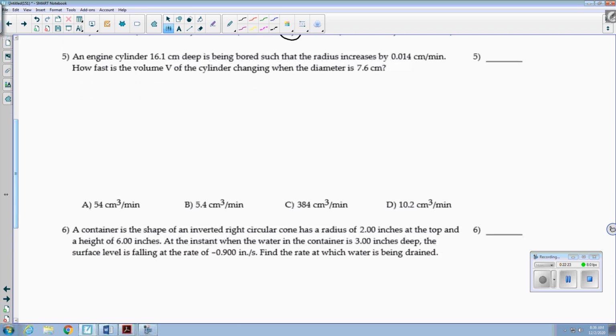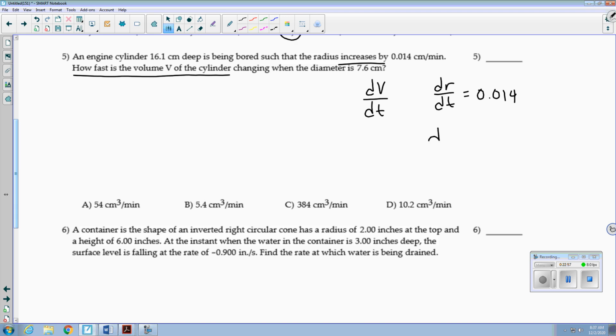An engine cylinder 16.1 centimeters deep is being bored such that the radius increases by 0.014 centimeters per minute. How fast is the volume of the cylinder changing when the diameter is 7.6 centimeters? So we know we're trying to look for dV/dt. We know that the radius increases by 0.014, so the rate of change of the radius is a positive 0.014.